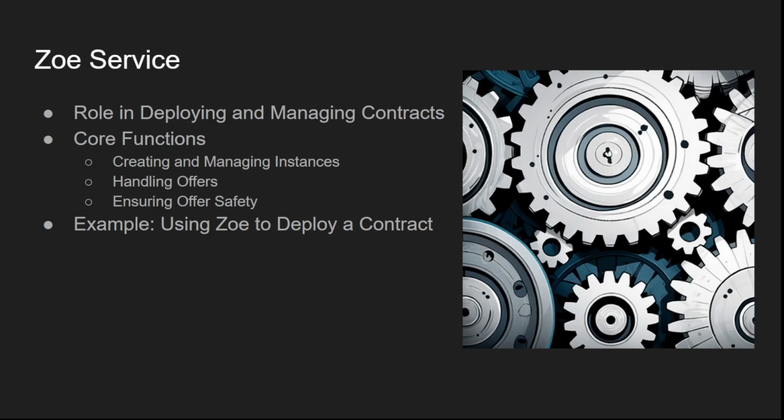In this example, Zoe simplifies the deployment and management of the auction contract, handling all interactions securely and efficiently while ensuring offer safety. The Zoe Service is a powerful tool that enhances the functionality and security of smart contracts on the Agoric platform. By leveraging Zoe, developers can create robust and reliable contracts that users can interact with confidently. Next, we'll discuss seats, which are essential for interacting with and managing offers within the Zoe service.